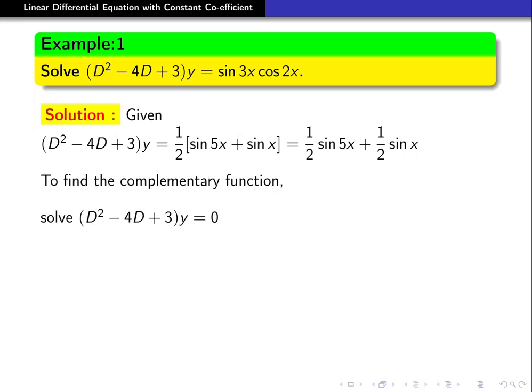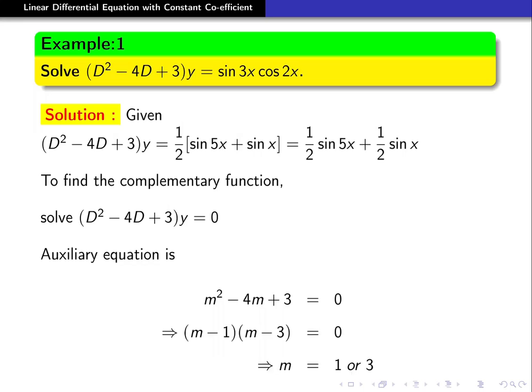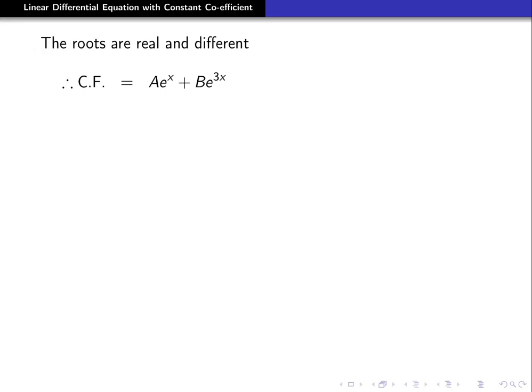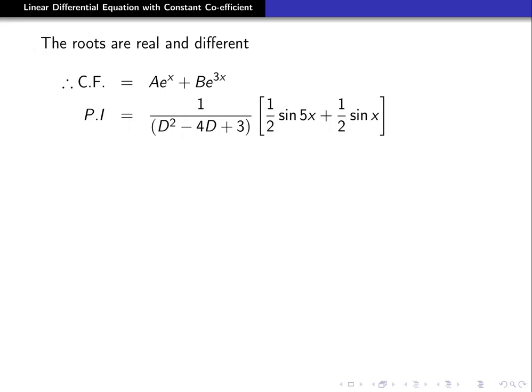So now we need to find the complementary function. So solve (D square minus 4D plus 3) y is equal to 0. So the auxiliary equation is: replace D in terms of m. Since it is a quadratic equation, we solve this and get the roots 1 and 3. So replace the roots 1 and 3, we will get the complementary function is equal to a e power x plus b e power 3x.